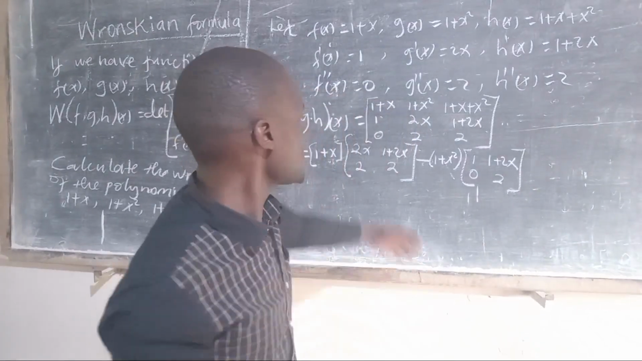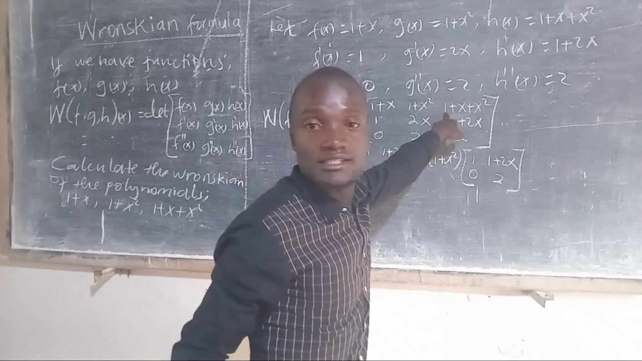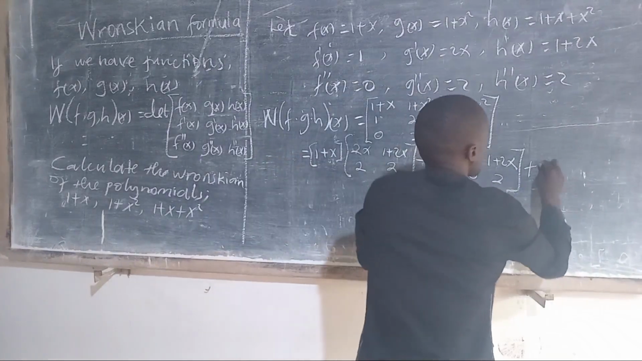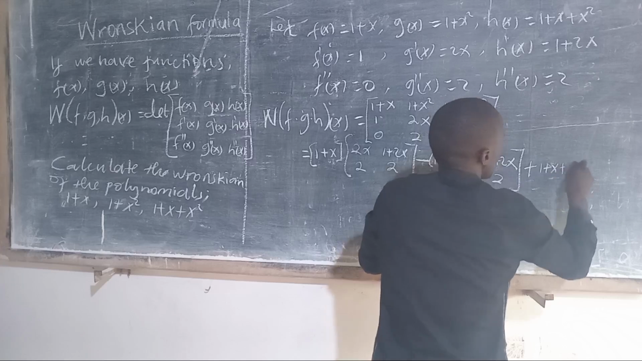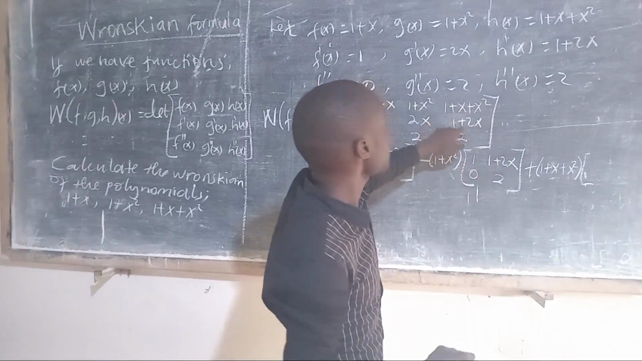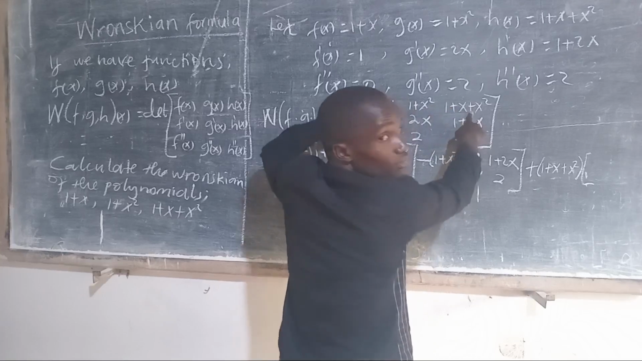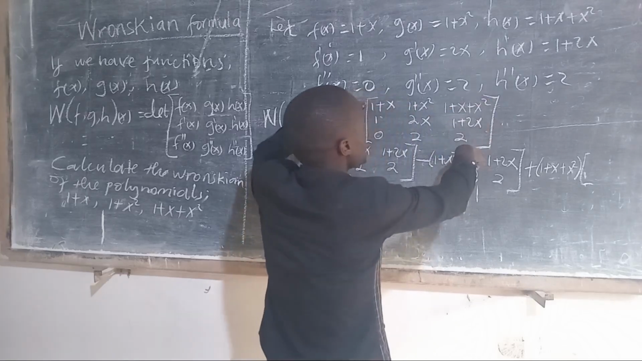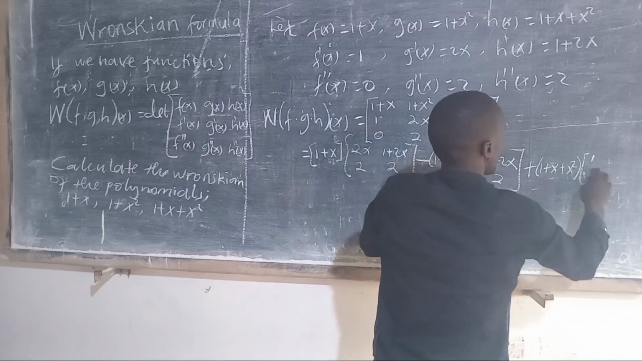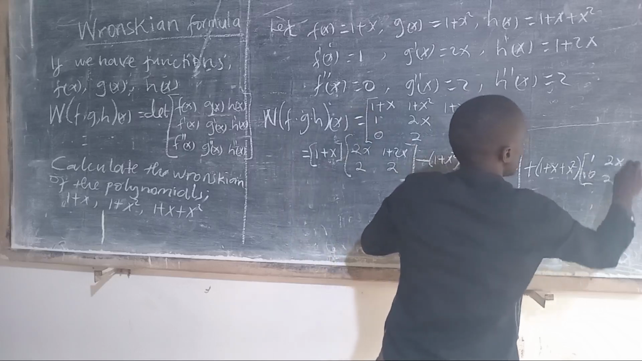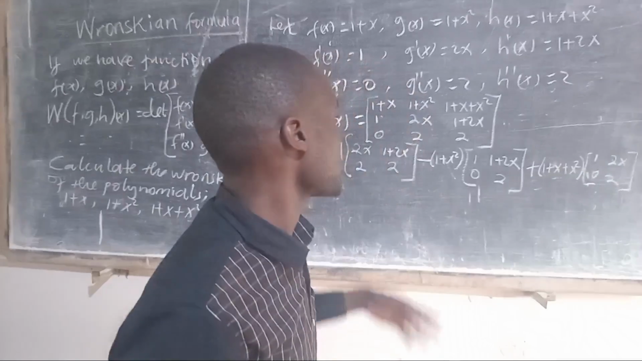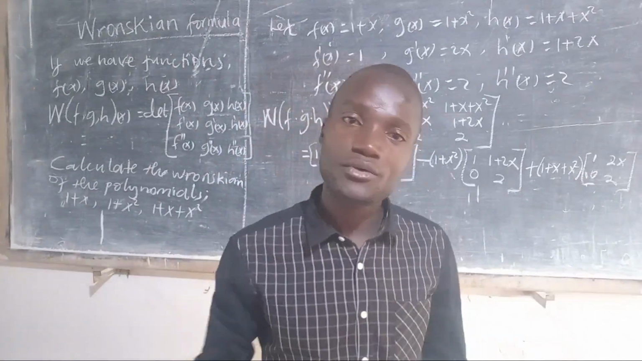Now, since this was a minus, the next one should be a positive. So that is plus 1 plus x squared. Since we are dealing with this row, we shall close the whole of this row and the whole of this column, so we shall remain with 1, 0, 2x2.